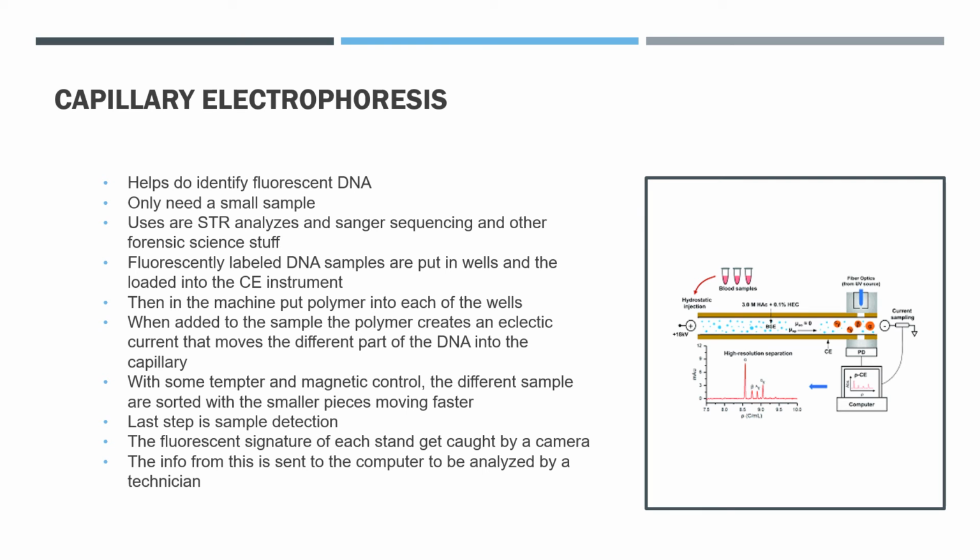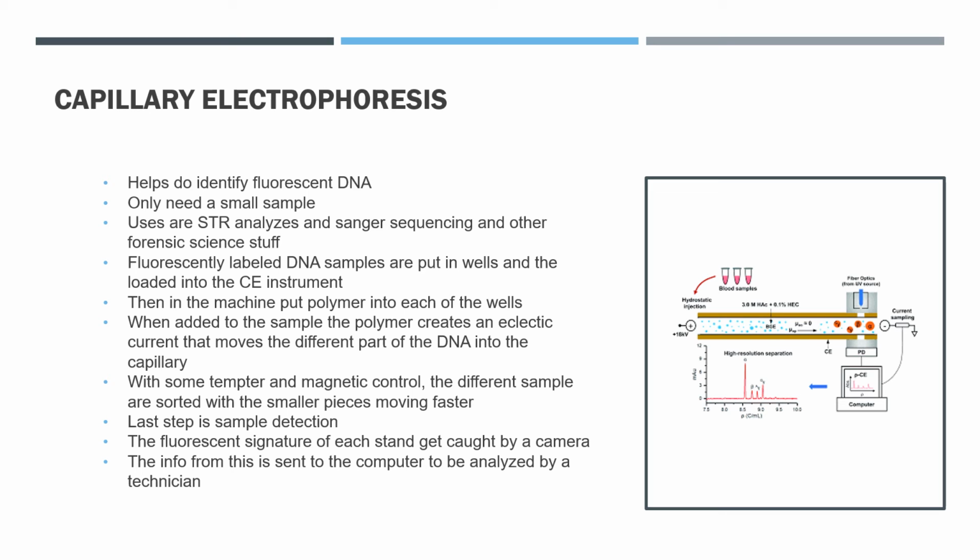The last one we have is the capillary electrophoresis. This helps identify fluorescent DNA. You only need a small amount of DNA for this. The DNA gets separated by these little enzymes, and they'll cut it at different spots.